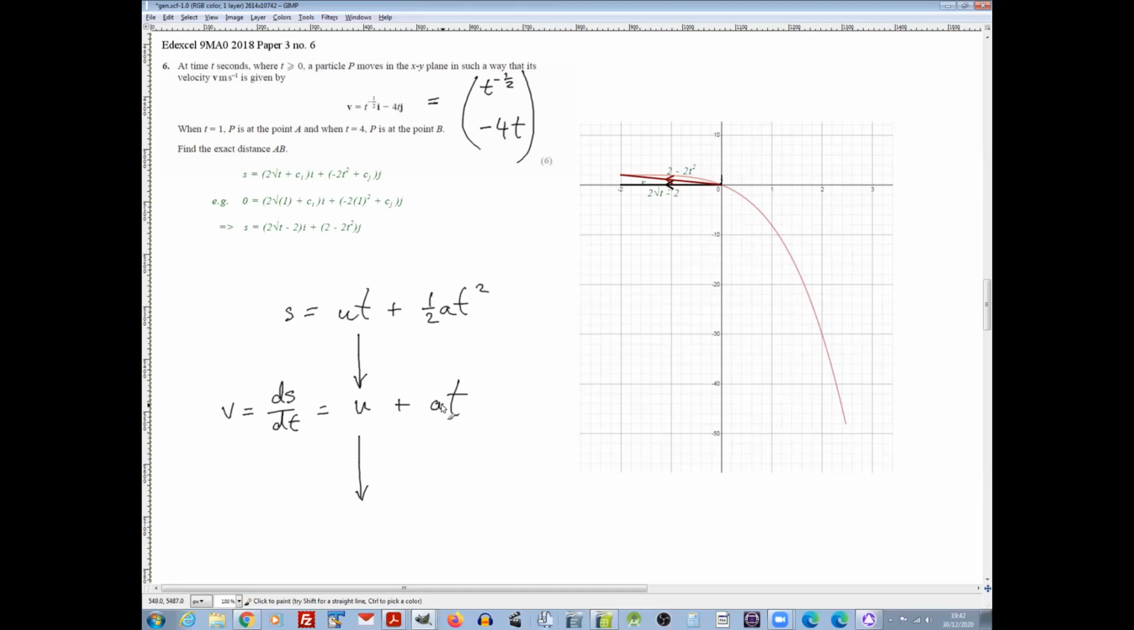That works if you've got constant acceleration, but it also works if you haven't. It works for anything basically. Any velocity function, because it is the derivative of displacement, is going to integrate to give you the displacement function. So if the derivative here is t to the minus a half, then the displacement function will be what, do you think?